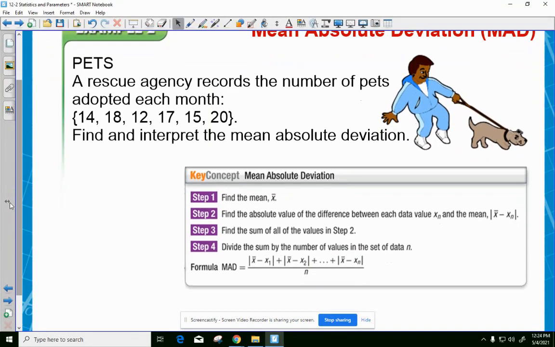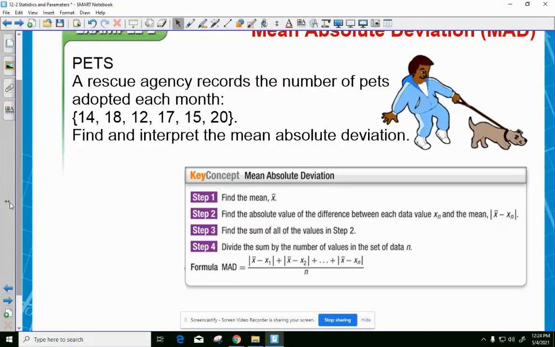All right, so here's the first one. A rescue agency records the number of pets that they adopt each month. The question is, find and interpret the mean absolute deviation. Just looking at those numbers, they're all relatively close to each other. Would you agree with that? So I should expect that this mean absolute deviation should be low because my numbers are all relatively close.